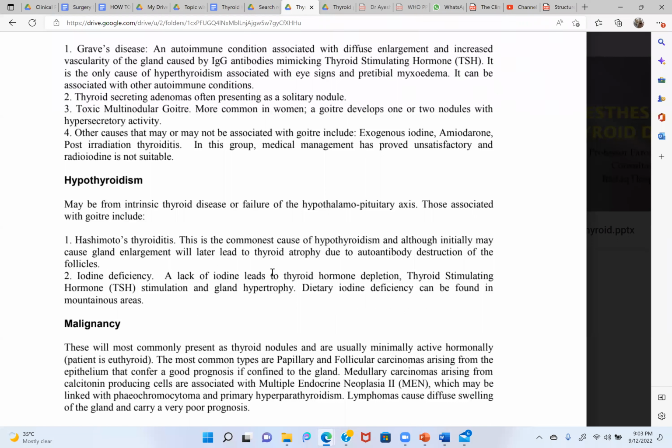Then of course, whether it is hyperthyroidism or hypothyroidism, what is the common thing? Yes, please. It's a very simple answer. What is the common thing?